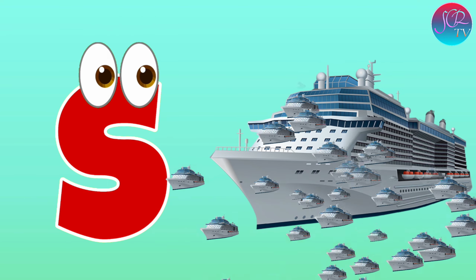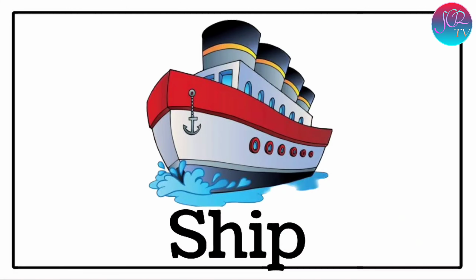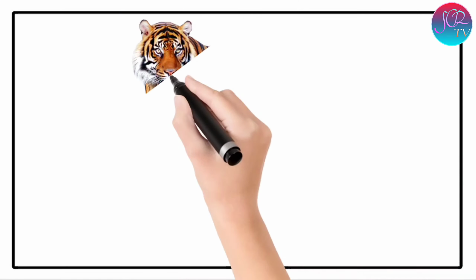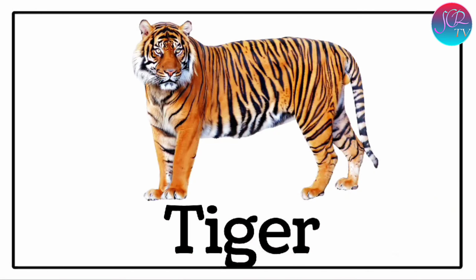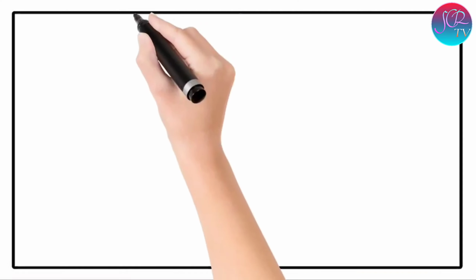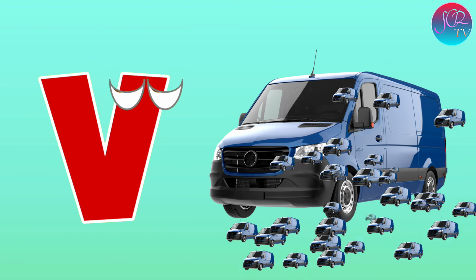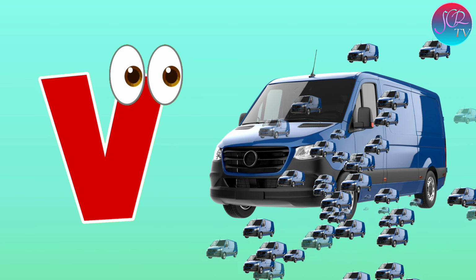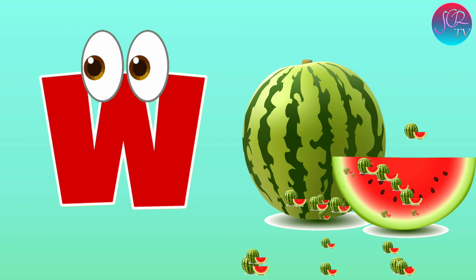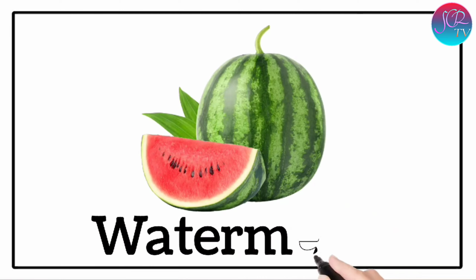S for ship. T for tiger. U for umbrella. V for van. W for watermelon.